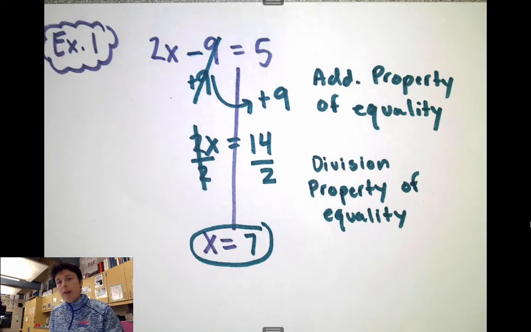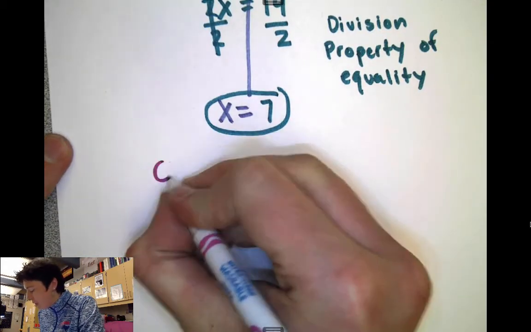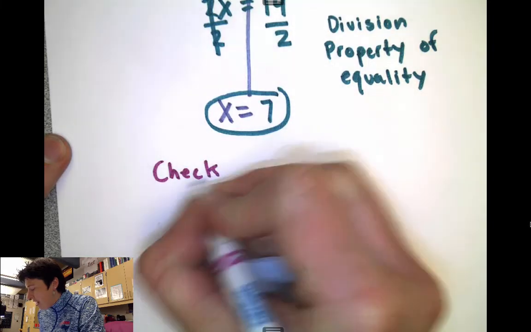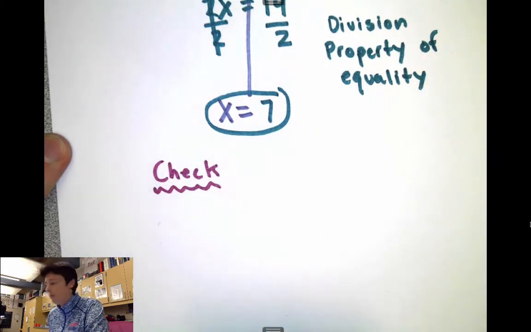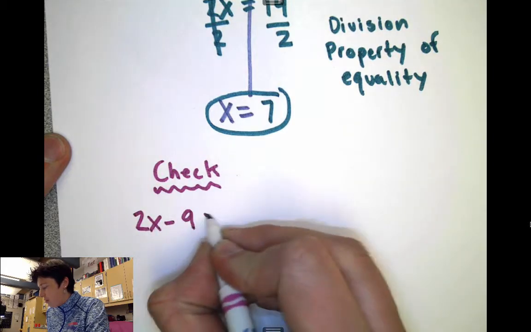Here's how you can bump these problems up to a level 4 and show that you're a little bit more advanced. If you want to show that you know what you're doing, something you can add to your problems is you can check your answers. Here's what a check looks like. I'm going to write the word check, and I'm going to copy the problem. I'm going to write it down again. It was 2x minus 9 equals 5.